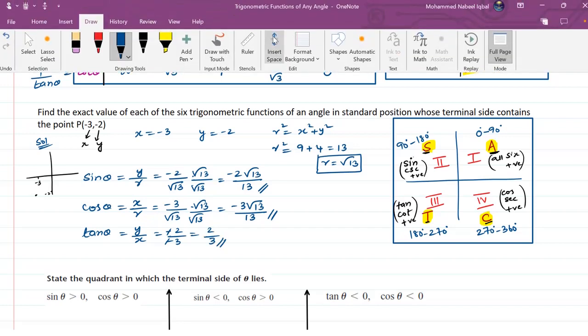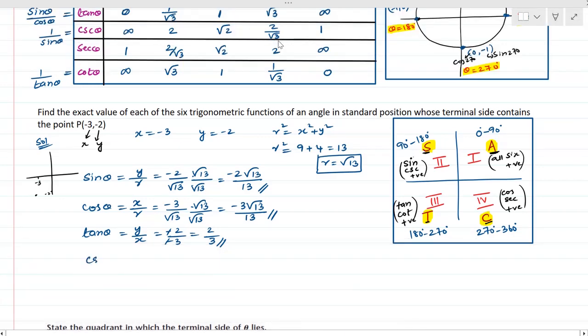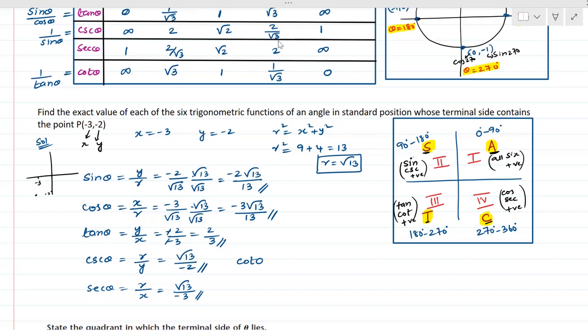And similarly, we will calculate the remaining trigonometric functions. Cosec is the reciprocal of sine, or we can write r over y, which is root 13 over minus 2. Then sec is r over x, which is root 13 over minus 3. Now the next one, cotan theta, which is equal to x over y. The x value is minus 3 over minus 2. The minuses cancel, and you will get 3 over 2.